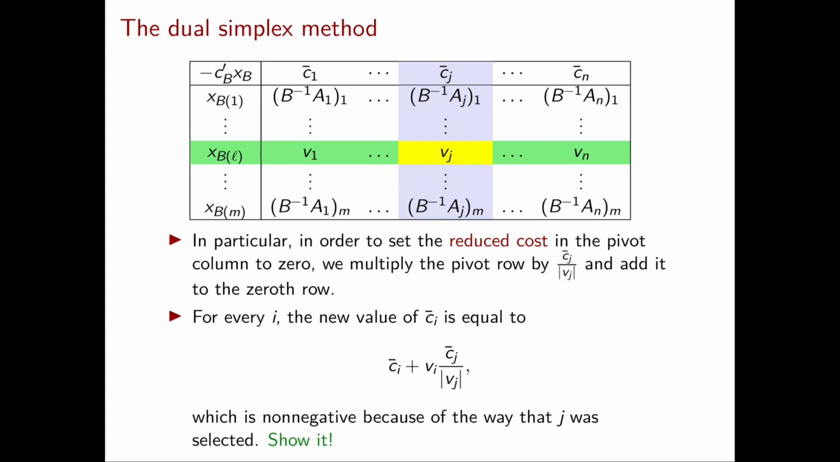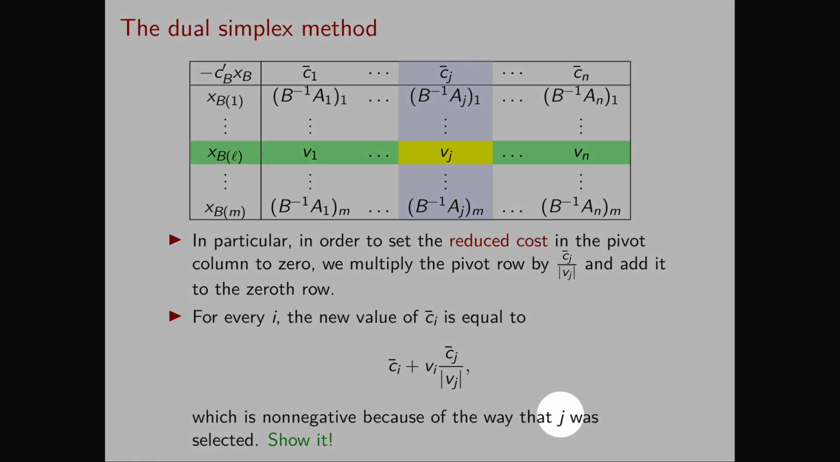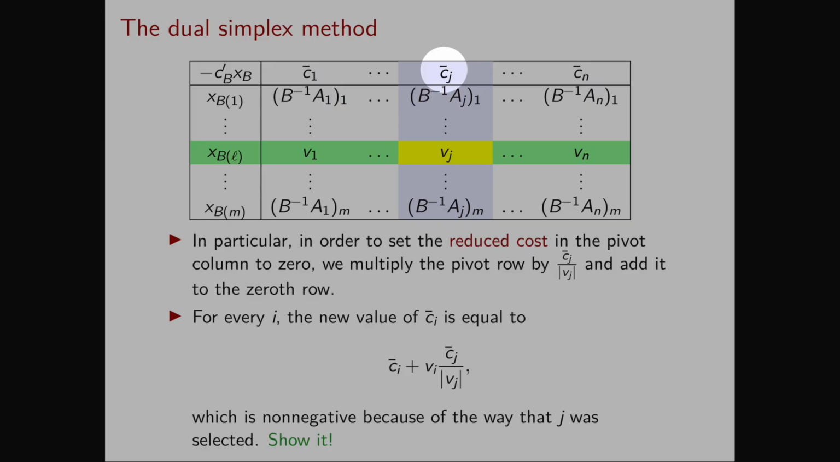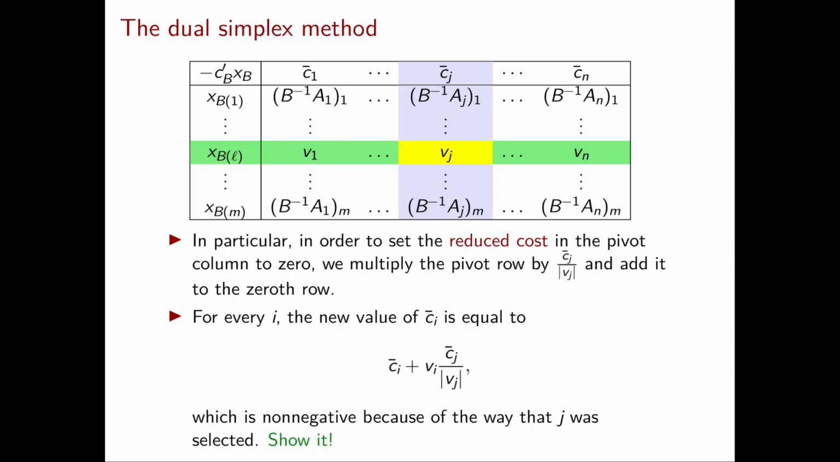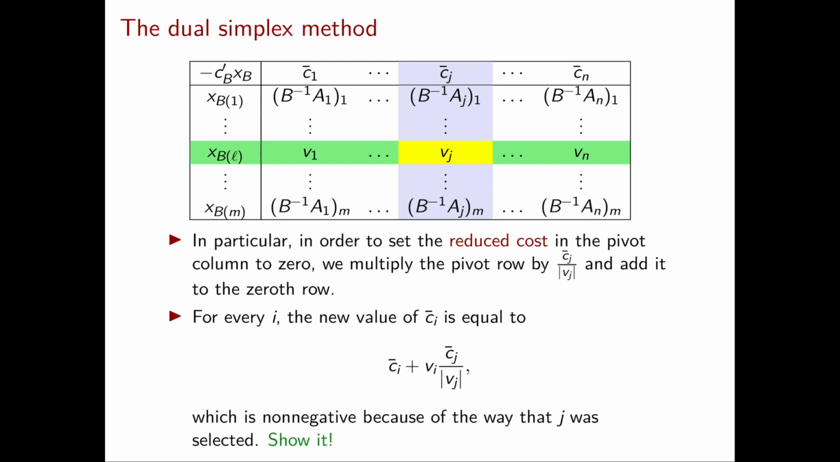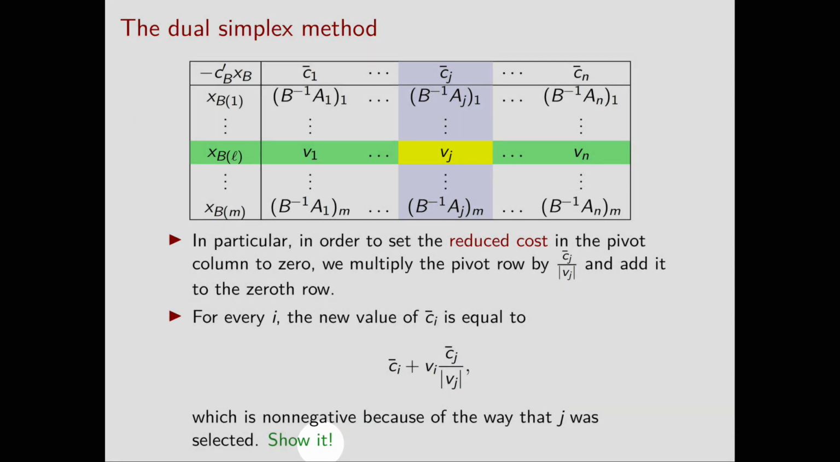plus Vi times C bar j divided by the absolute value of Vj. Now that we've understood what happens to the reduced costs with our change of basis, we actually understand why we define the index j as we did. In fact, this choice of j allows us to obtain a 0 instead of C bar j, while keeping all the reduced costs non-negative, which we need to maintain dual feasibility. Of course, you should prove this statement.